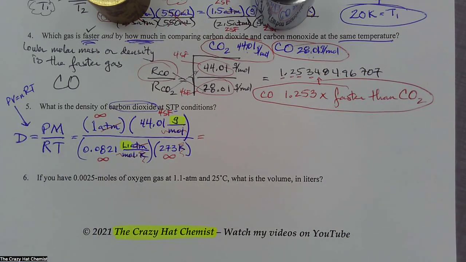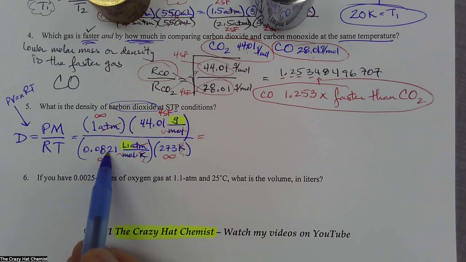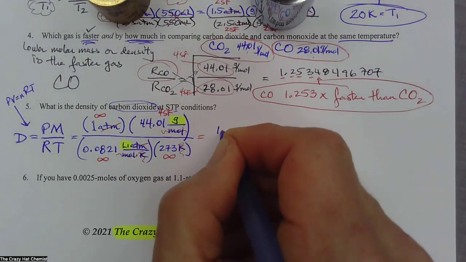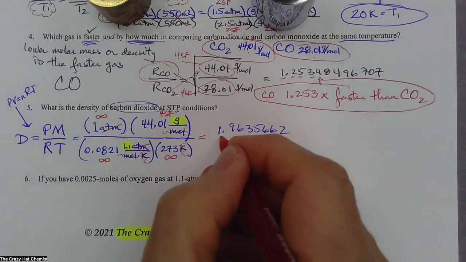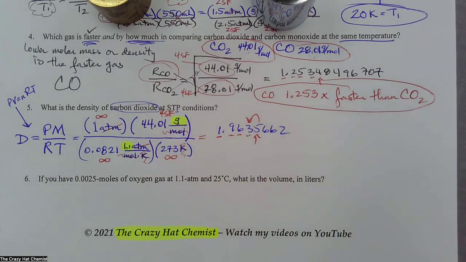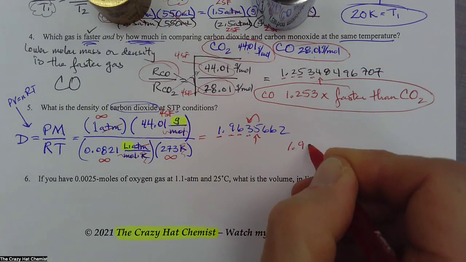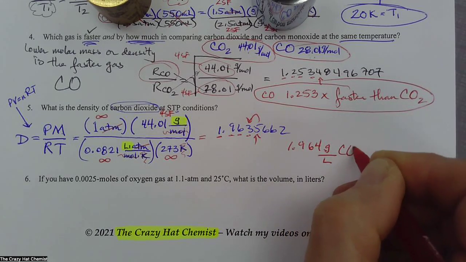I'm going to plug this into my calculator. That's 1 times 44.01 divided by 0.0821 divided by 273. So I've got 44.01 times 1. That's that same number. 0.0821. I'm going to divide by that. And then 273. I'm going to divide by that. And I'm going to get 1.9635662 in my calculator. I'm going to round that to 4 significant figures. That's 1, that's 2, that's 3, that's 4. I'm rounding with that 5. That's 5 or greater. I'm going to add 1 to the preceding digit. 1.964 grams per liter of carbon dioxide.